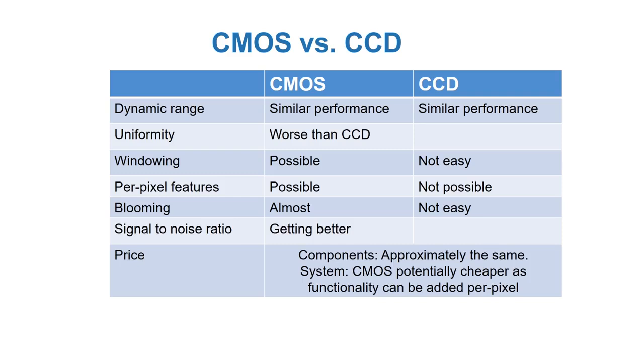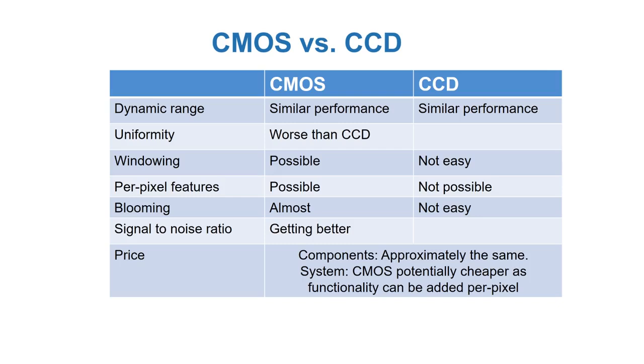The signal-to-noise ratio, or SNR, is highly related to the dynamic range, and although the differences were large previously, today the performance of CMOS and CCD are similar with respect to SNR. Note, however, that it is very much dependent on the individual sensor, both with respect to quality and price.